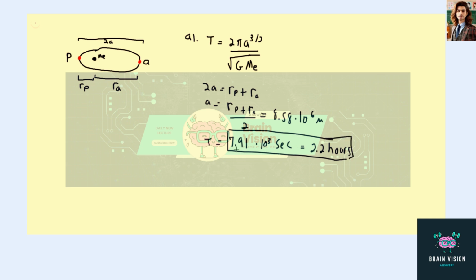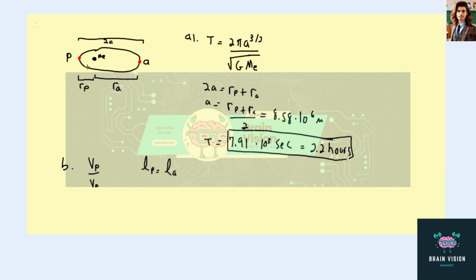Then part B asks us to find the ratio of the velocities at these two points. So it wants us to find the ratio of the velocity at the perigee to the velocity at the apogee. It wants us to do this using conservation of momentum, or rather it gives us a hint that this would be a nice way to do it. We know that angular momentum is conserved at all points throughout this orbit, since there are no external torques being applied. So the angular momentum at point P equals the angular momentum at point A.